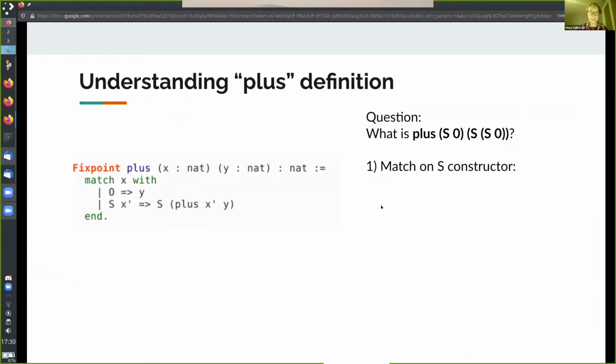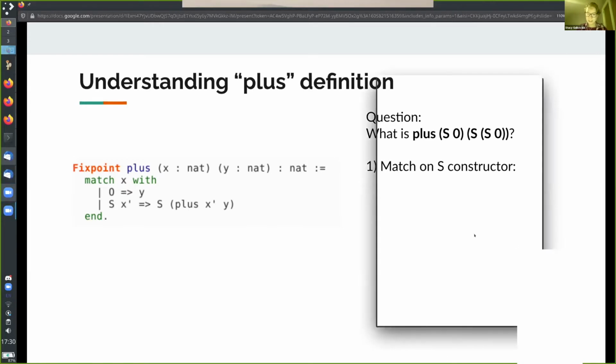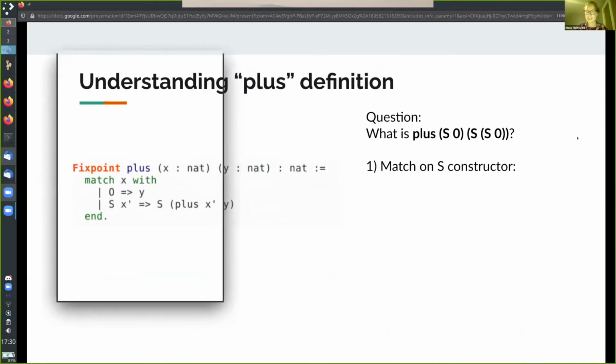So here is the fixed point addition definition again. What is plus s of 0, s of s of 0? The first thing we need to do is match on the s constructor. Okay, well, I'm not getting any responses in the chat, so I'll just continue unfolding this definition.